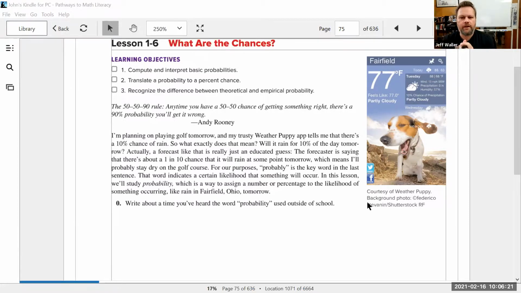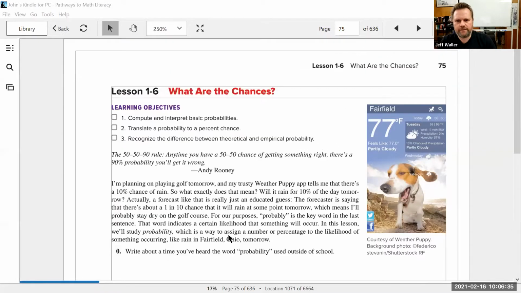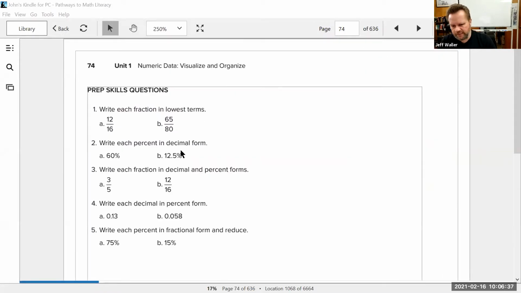So probabilities are misunderstood. They're so misunderstood. But they're so useful if we use them correctly. So that's the next thing we're going to get into, is probability. Obviously that's why we're doing a bunch of decimals and percentages practice. All right. I think that's enough for today.